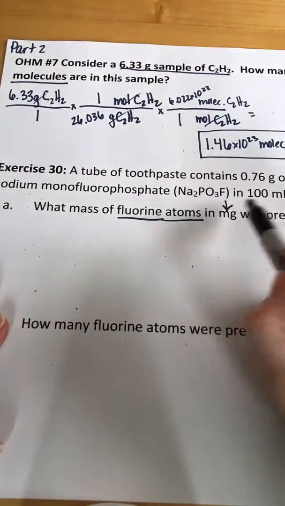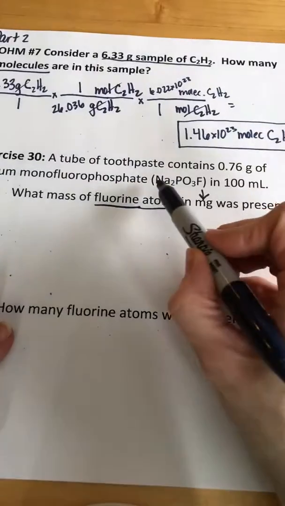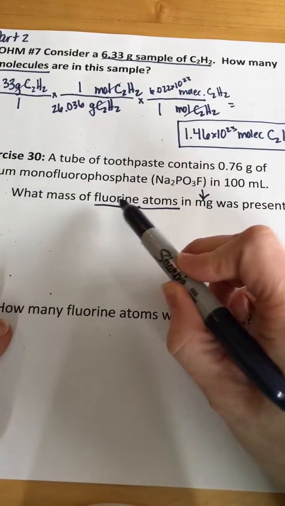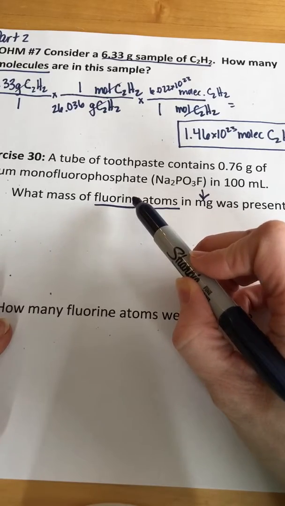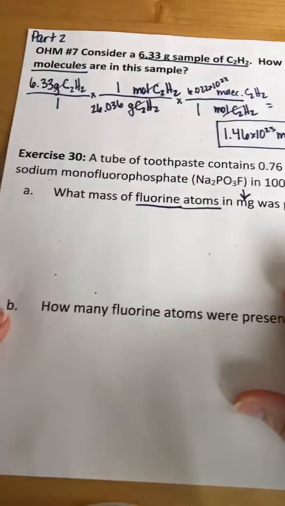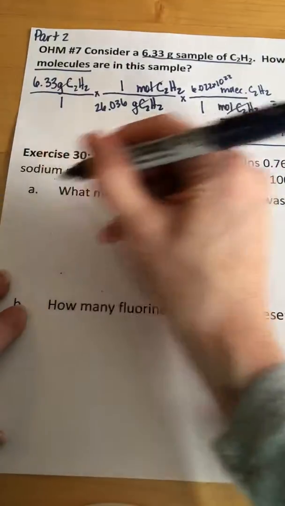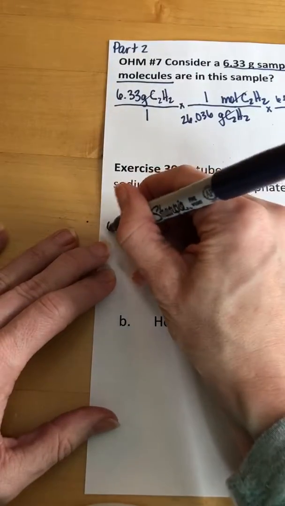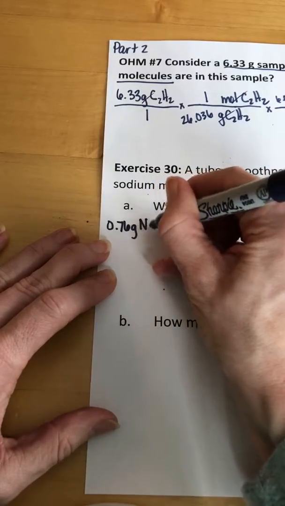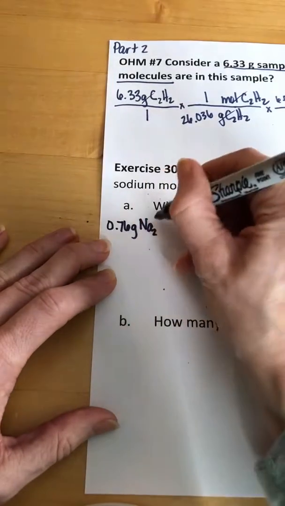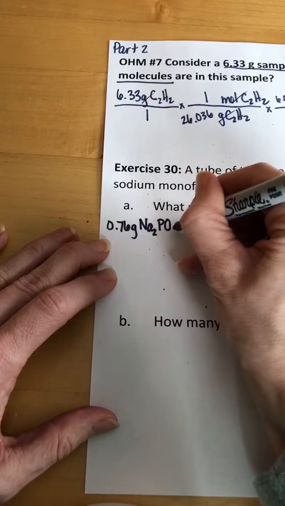So since I'm given an amount of a whole compound, but asked just to isolate out one of those atoms, I am going to have to use that mole ratio step. So we're going to go ahead and start with what we're given, which is 0.76 grams of the sodium monofluorophosphate.